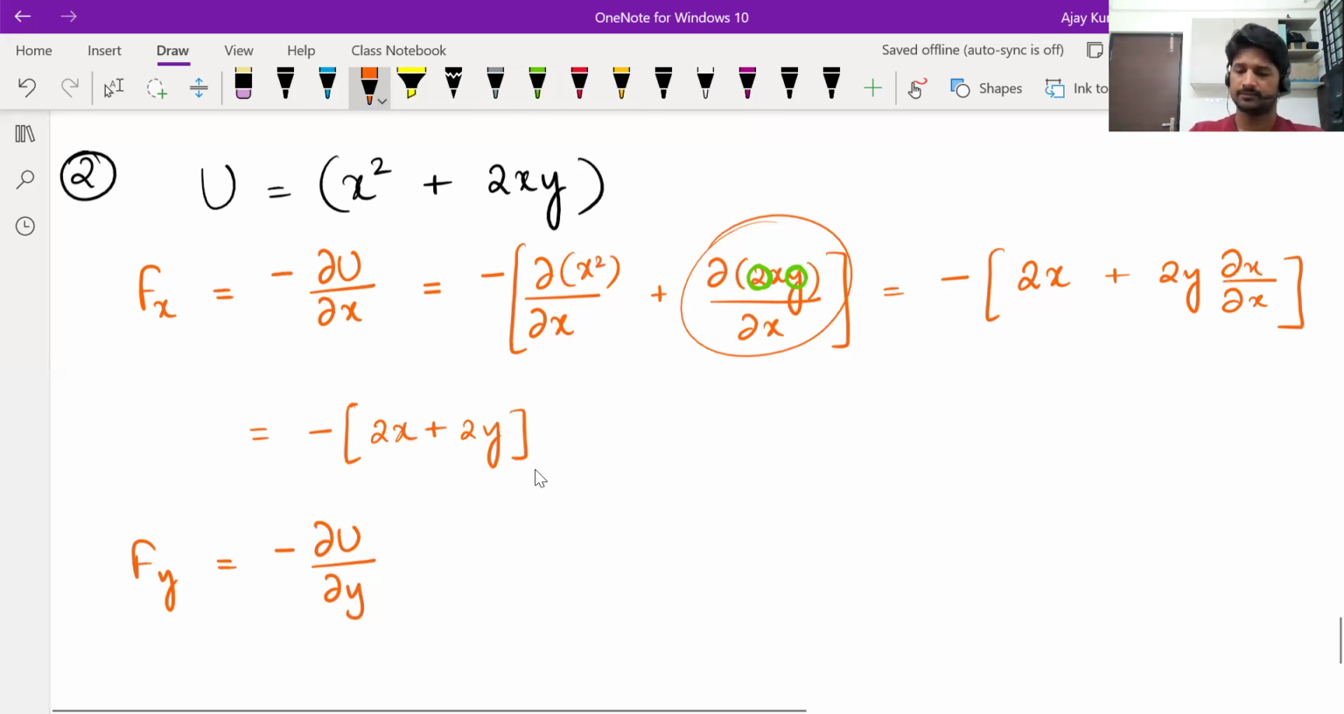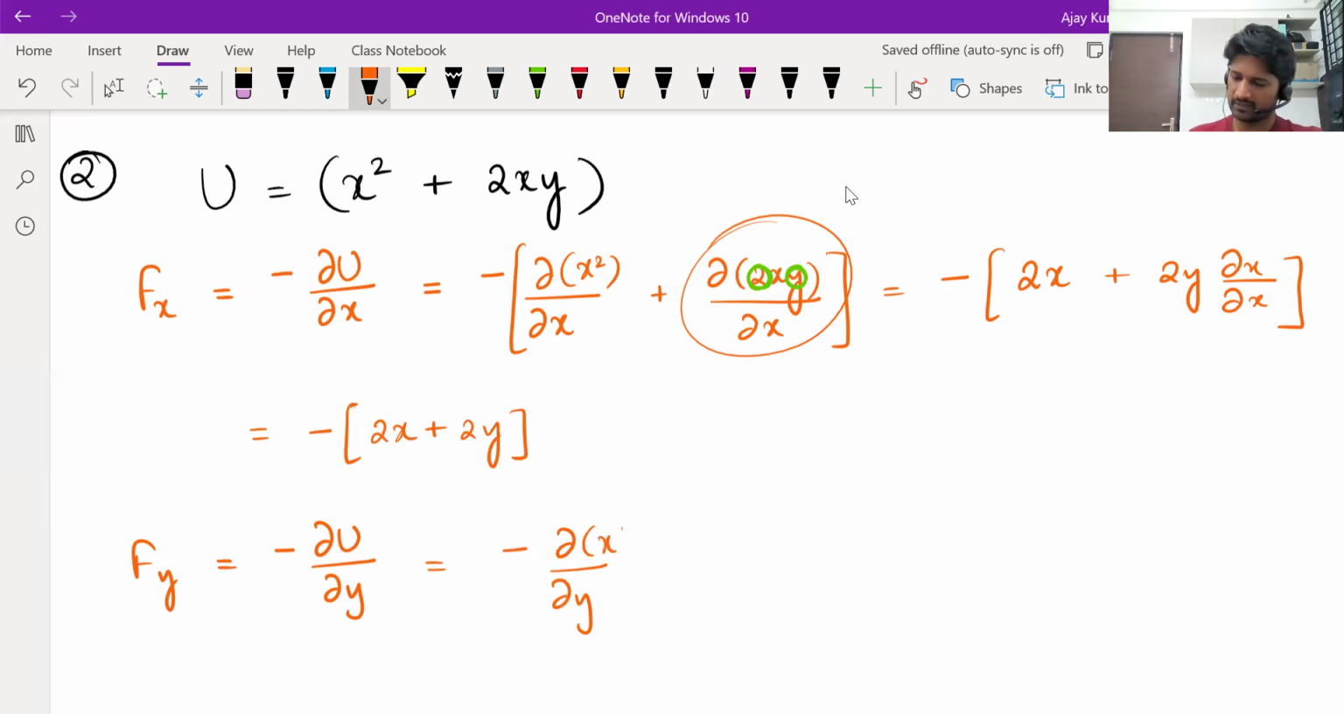Yusuf, is this clear? Yes, sir. Okay. Can you tell me the expression for force in the y direction, Yusuf? So minus 2x square by 2x plus 2y, sir, plus 2xy by 2y. Okay. Call it dou. Okay.